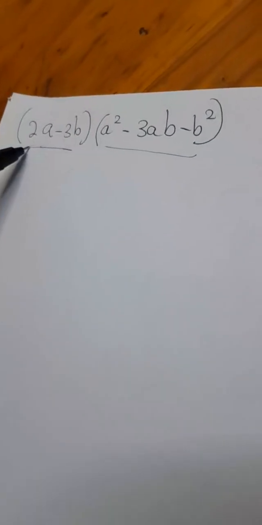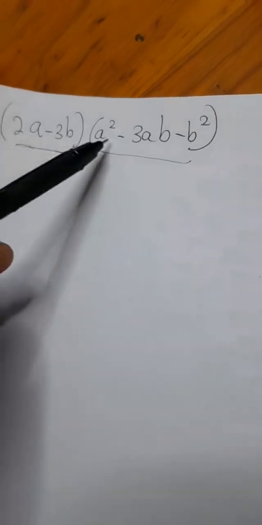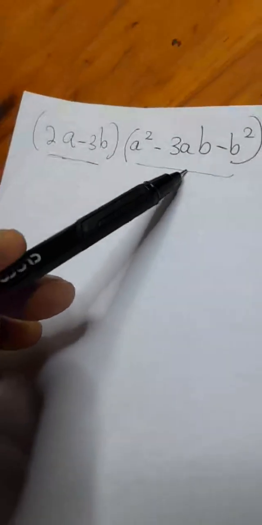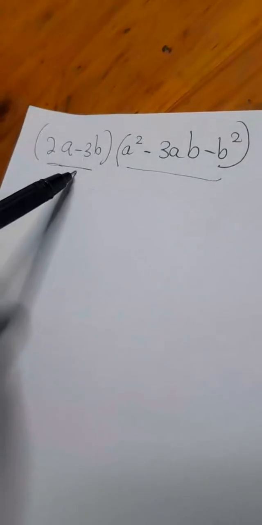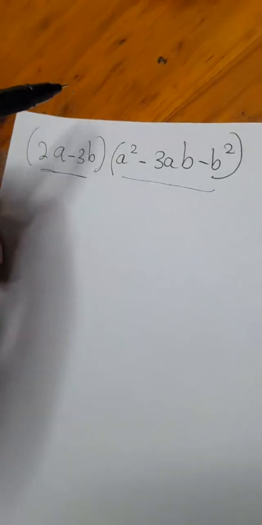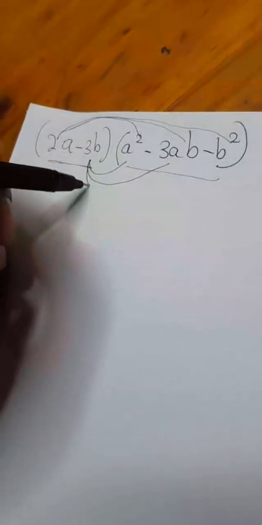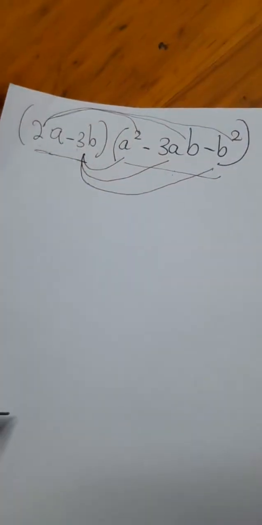So what this simply means is everything inside the first bracket should multiply everything in the second bracket, which means 2a is supposed to multiply a squared, 2a is supposed to multiply 3ab, 2a is supposed to multiply b squared. Then 3b should multiply a squared, 3b should multiply 3ab, 3b should multiply minus b squared.